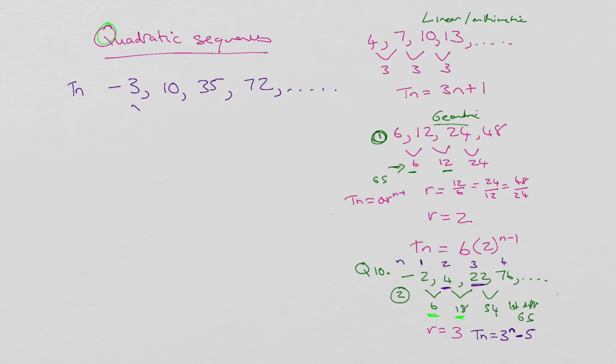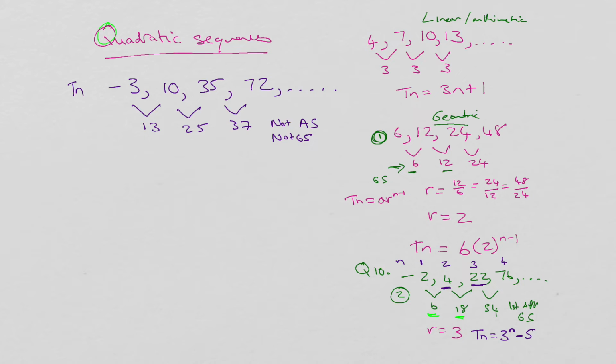If you work out your difference, that one is going to be 13, that one is going to be 25, and that one is going to be 37. So it's clearly not arithmetic. You're not going plus 3, plus 3, plus 3, plus 13, plus 13. So we know it's not an arithmetic sequence. In addition, if we look at this first difference, it's not geometric. If we look at the original sequence, it's not geometric. You're not multiplying by something. So it's not a geometric sequence.